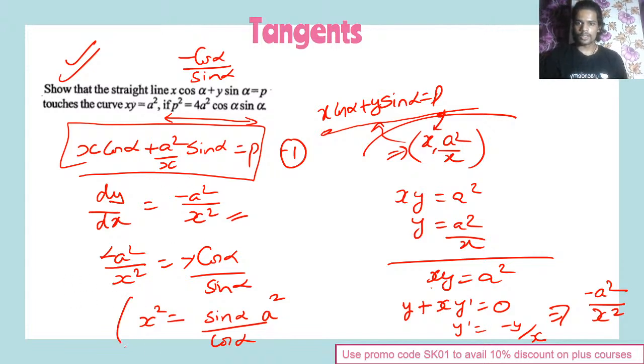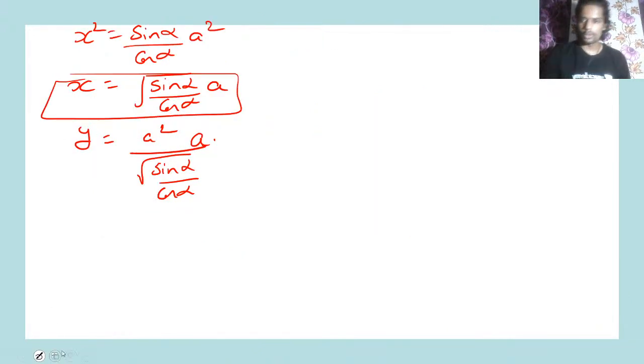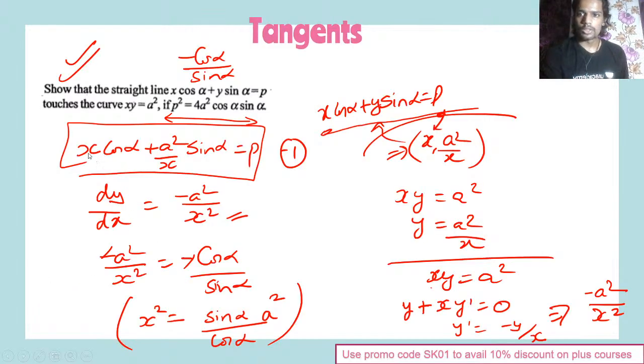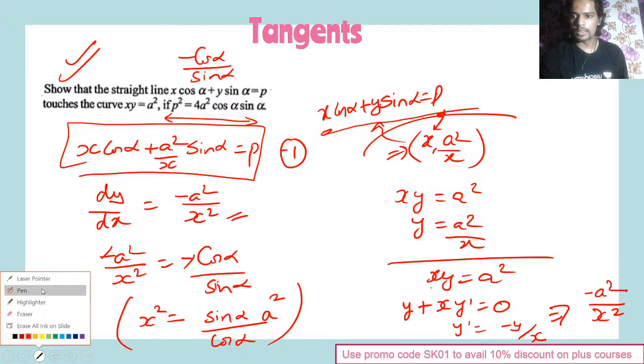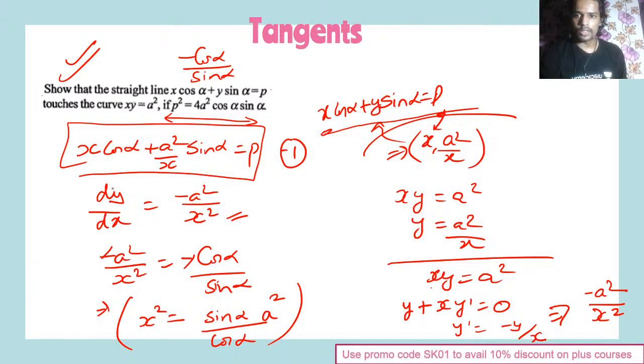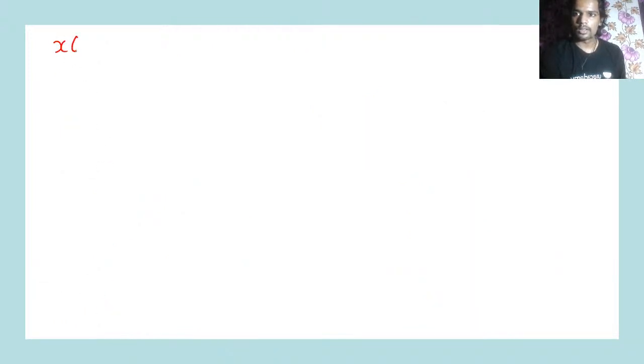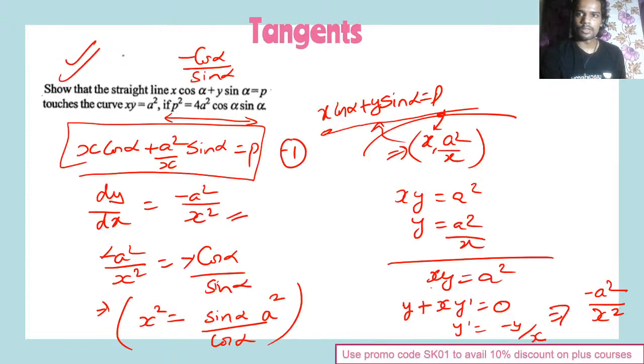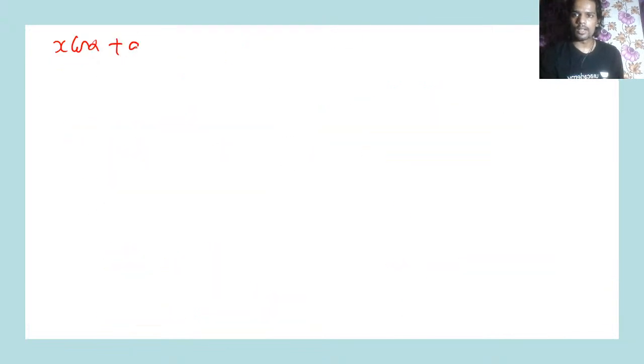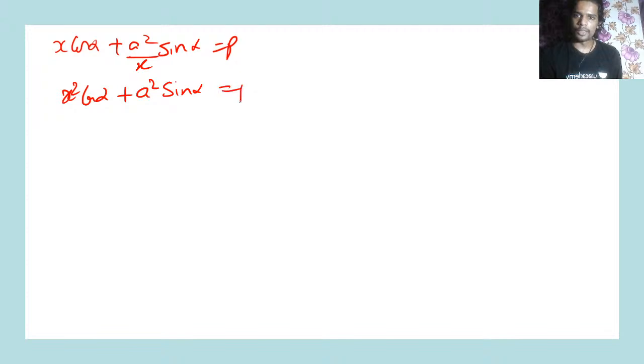So we have already gotten the value of x square. So let's try to do it. Let's go to the next equation, erase everything, and start from the beginning. So we have the value of x. Let's try to solve this. So we'll get x cos alpha plus a square upon x sin alpha equal p. You will get x square cos alpha plus a square sin alpha equal to px.